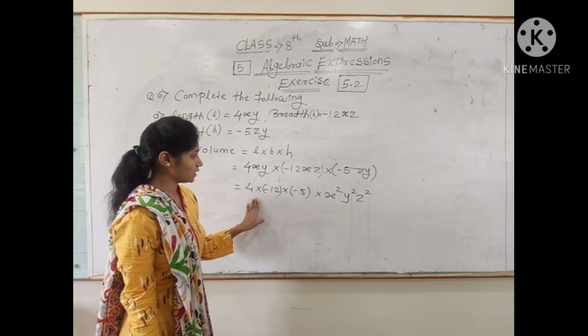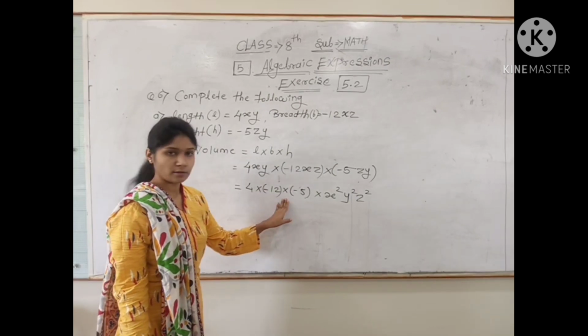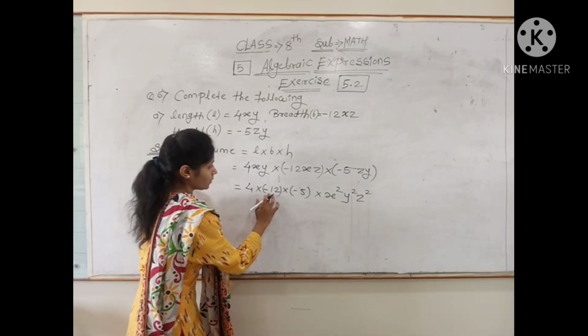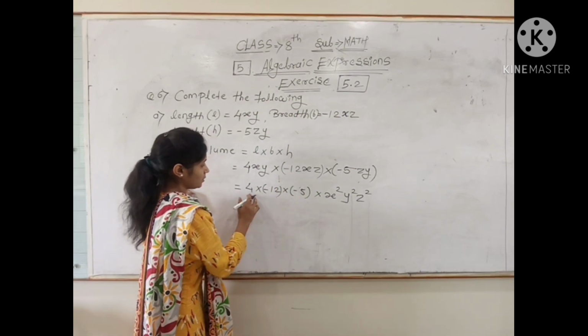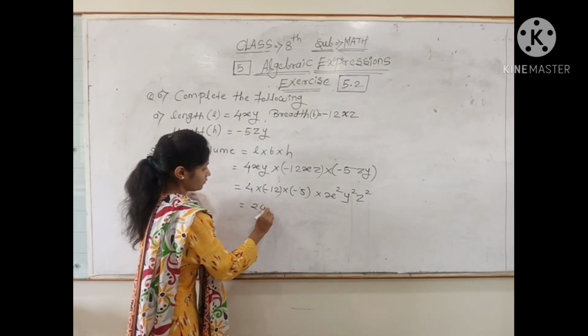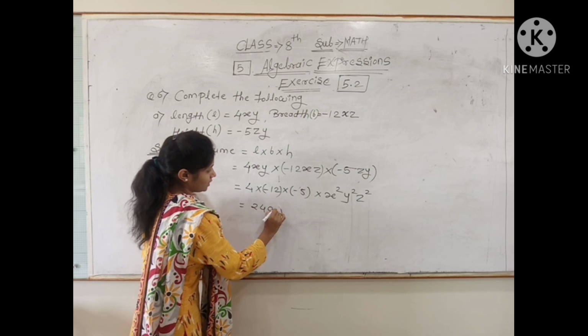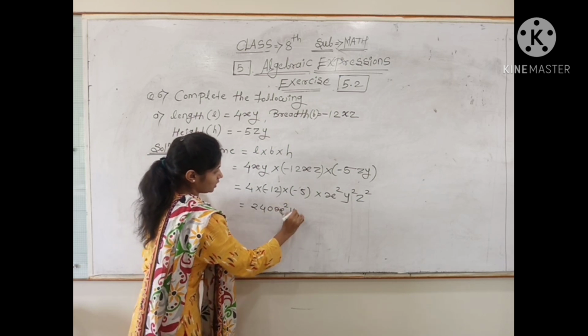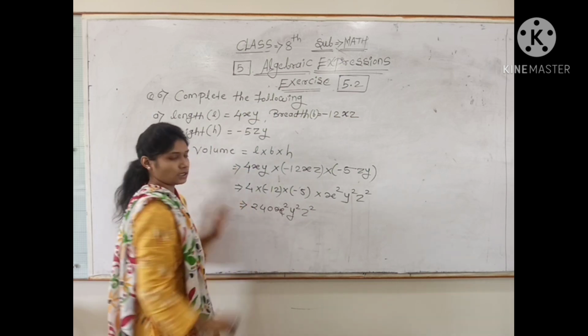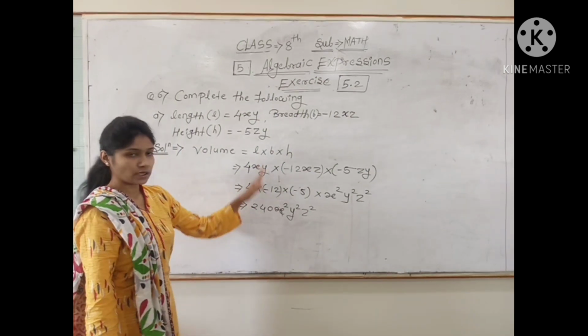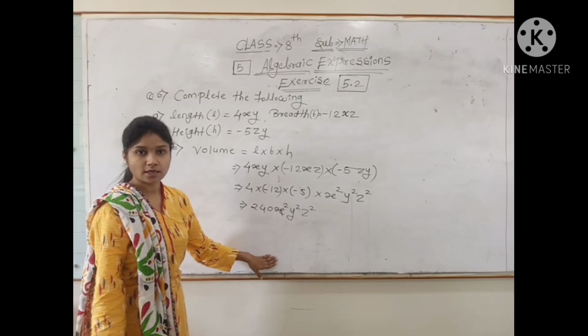Then 4 multiplied by minus 12 multiplied by minus 5. Minus 12 multiplied by minus 5 is what? 60. 12 times 5 is 60. 60 multiplied by 4 is what? 240. Multiplied by x square, y square, and z square. This is the answer of this equation. Understand? This is how we have to find the volume of each question.